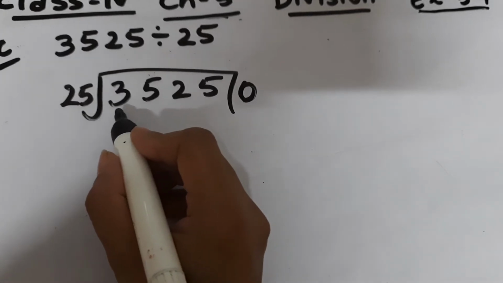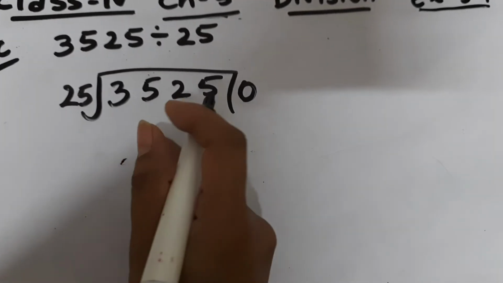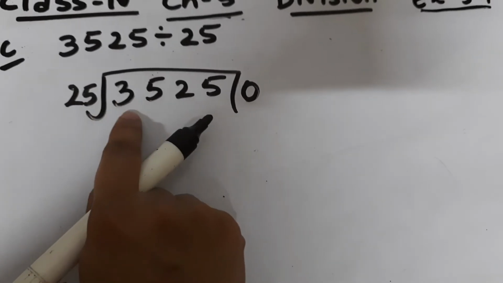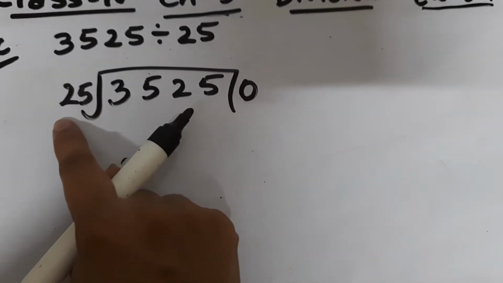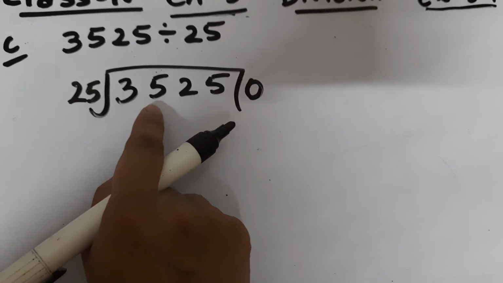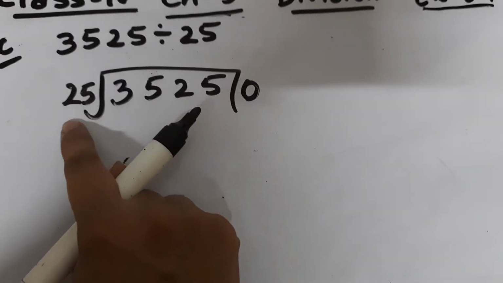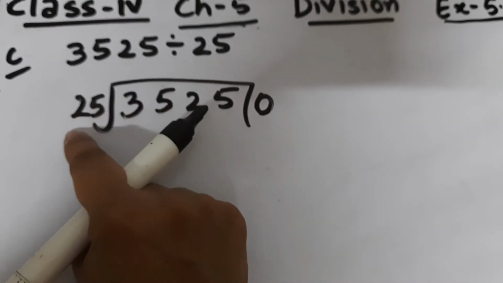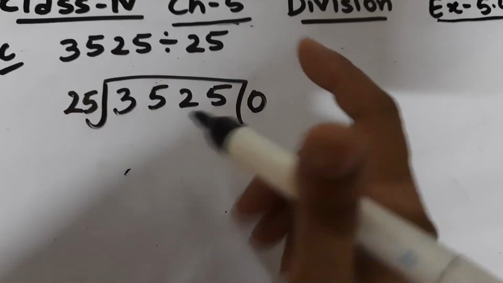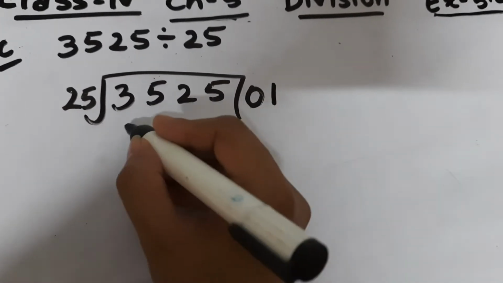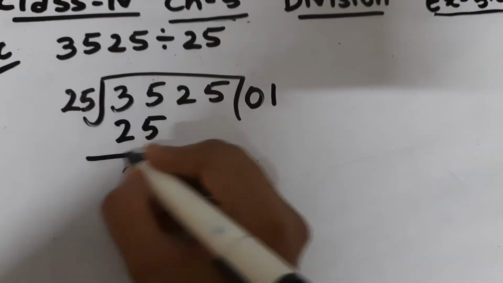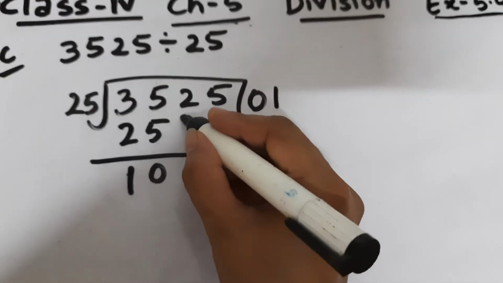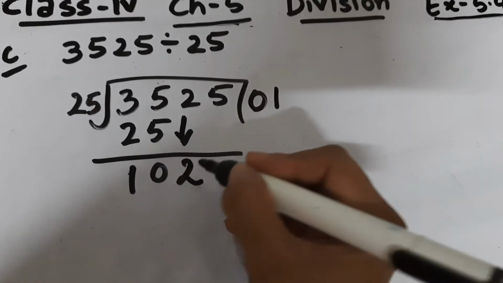we will combine 3000s and 500s. Okay, so we will divide 35 by 25. Does 35 come in the table of 25? No, 35 doesn't come in the table of 25, so we will take a number that is just smaller than 35 and comes in the table of 25, and that is 25 itself. 25 ones are 25. Now subtract it. 5 minus 5 is 0, 3 minus 2 is 1, and bring this 2 down.